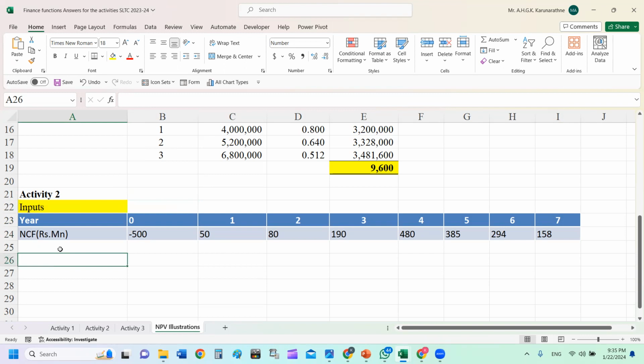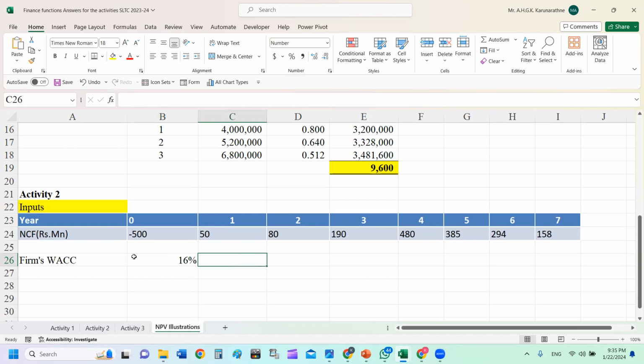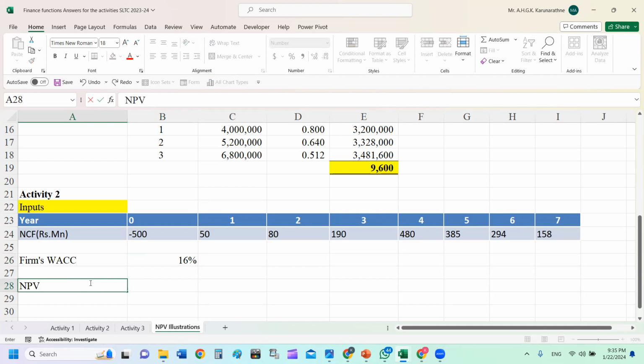And the other input we have is the weighted average cost of capital, or WACC. It is given as 0.16, 16%, in percentage form. The requirement is to compute the net present value of the project.